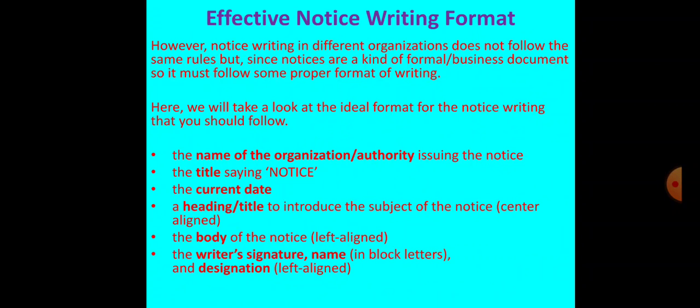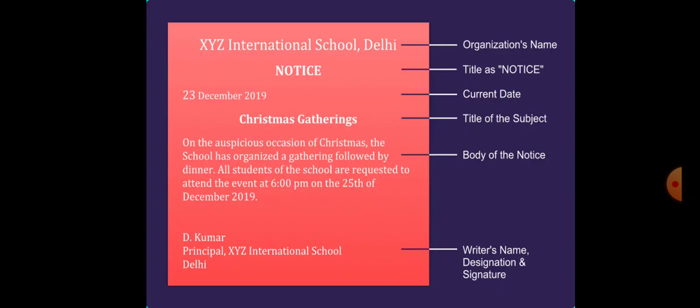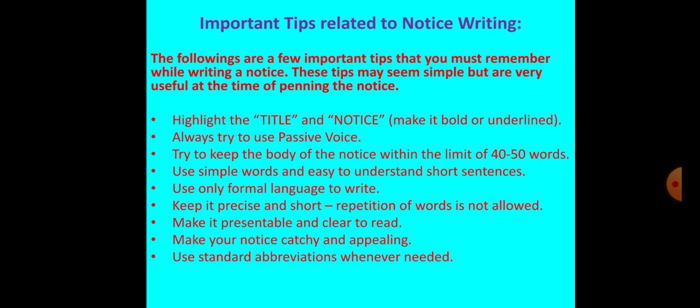This is the proper format of a notice, where we have the organization name, notice as the title, then the current date, after that the title of the subject which says Christmas gathering, and then the body of the notice, which is something related to the Christmas gathering, and at the end we have the writer's name, designation and signature. So here are a few important tips related to notice writing.